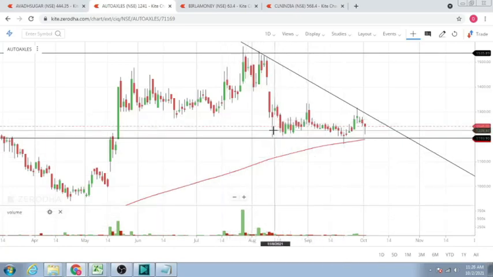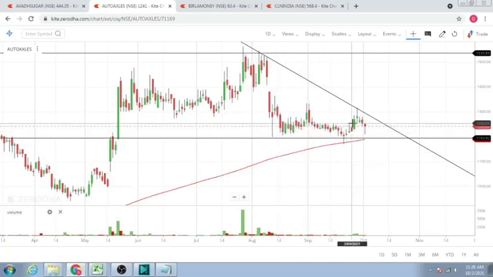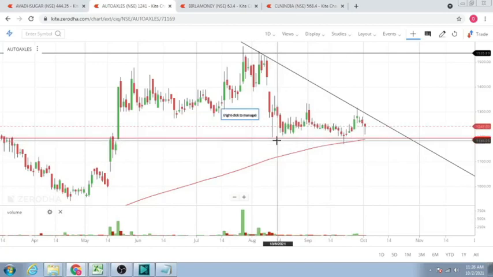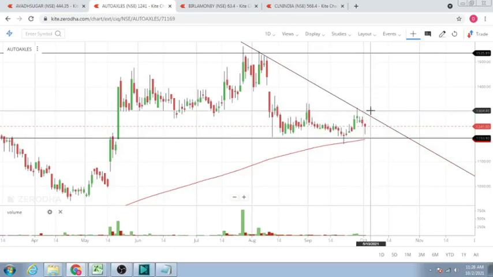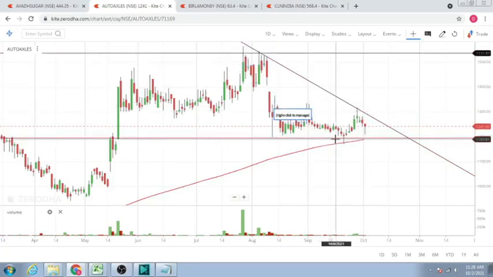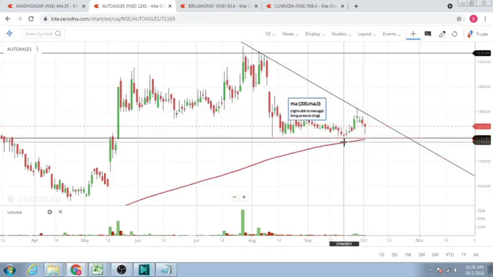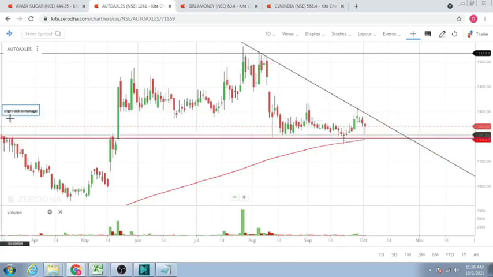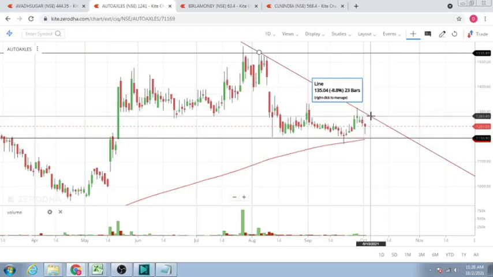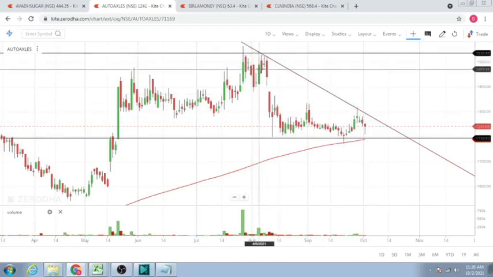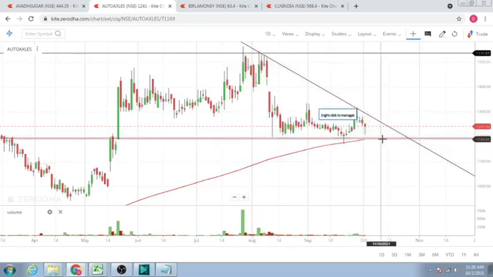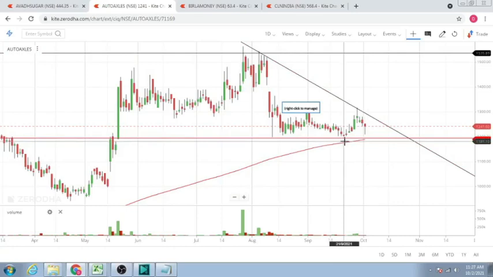In the last 2 months the stock has traded absolutely flat. Now it has taken support at this level, and there's a sloping trend line here. Any close above the sloping trend line will take it back to the previous highs. You can keep a stop loss of either the 200-day simple moving average or the low of this particular candle. Ideally you should buy autoaxles once it moves above this sloping trend line, approximately around 1292. The target should be around 1500, the previous highs made here, and the stop loss could be the 200-day simple moving average or the low of this candle, approximately 1183 rupees.